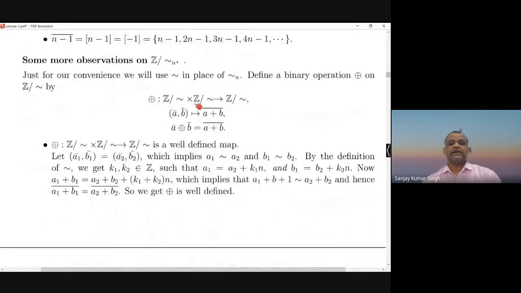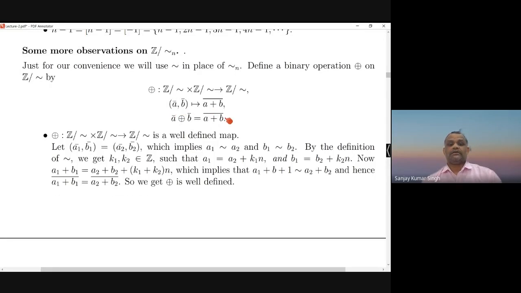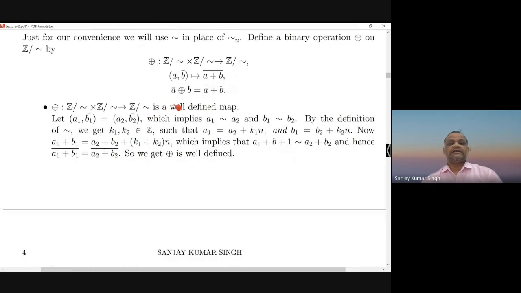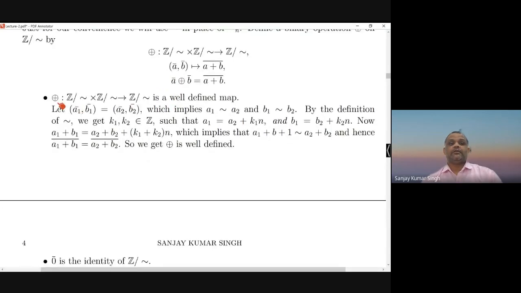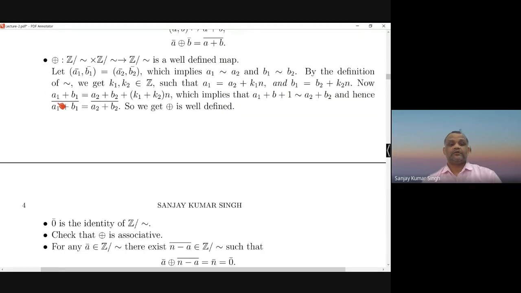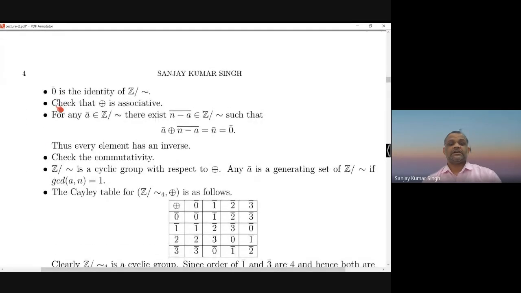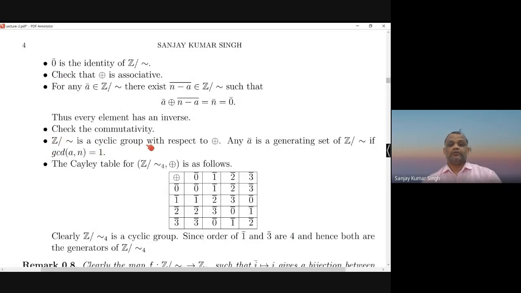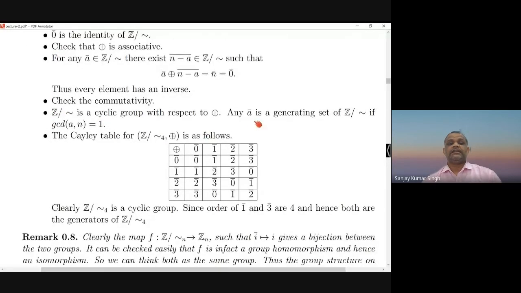In this set, I can always define an operation like this. I can send A bar and B bar to A plus B bar. And you can easily check that this is a well-defined binary operation on this set. And with respect to this operation, this set forms a cyclic group. Any A which is coprime to n gives you a generating set for Z by tilde n.